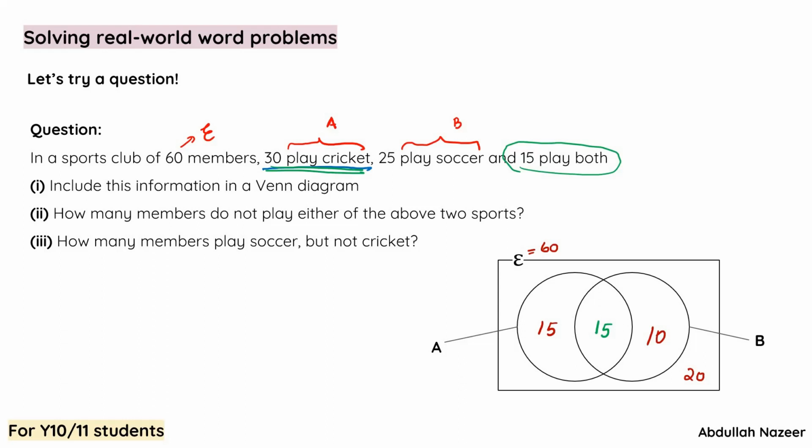Now that we've filled in the Venn diagram, we can go ahead and answer the following questions. Roman number 2 says, how many members do not play either of the above two sports? Well, we can understand that there are 20 people who do not play either of the above two sports. So the answer to that is 20. Third one, how many members play soccer but not cricket? Now, soccer but not cricket is the same as saying only soccer, which means they're talking about this region, only B, right? And the number of people who belong to that region is 10. So the answer to this question is just 10.